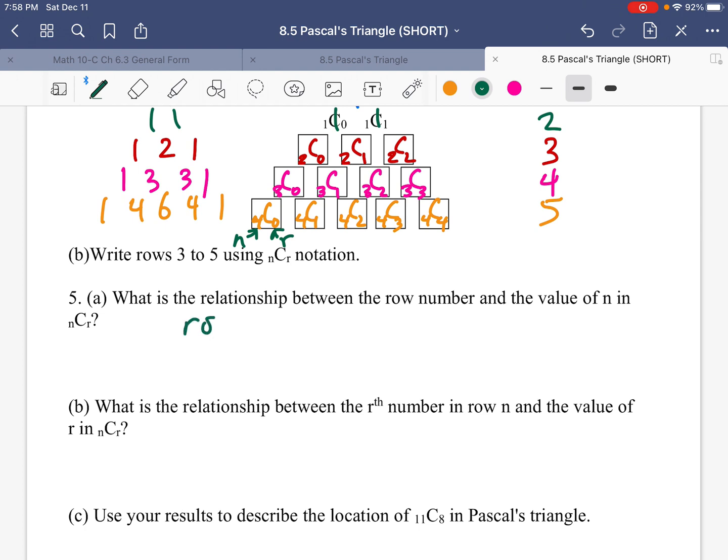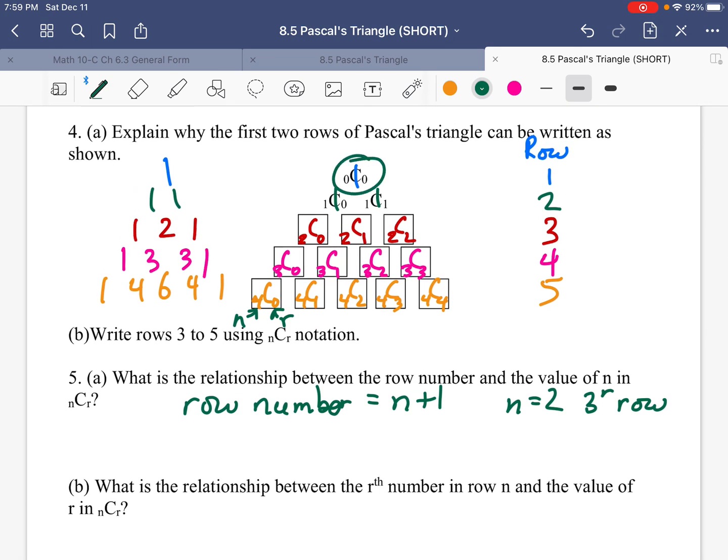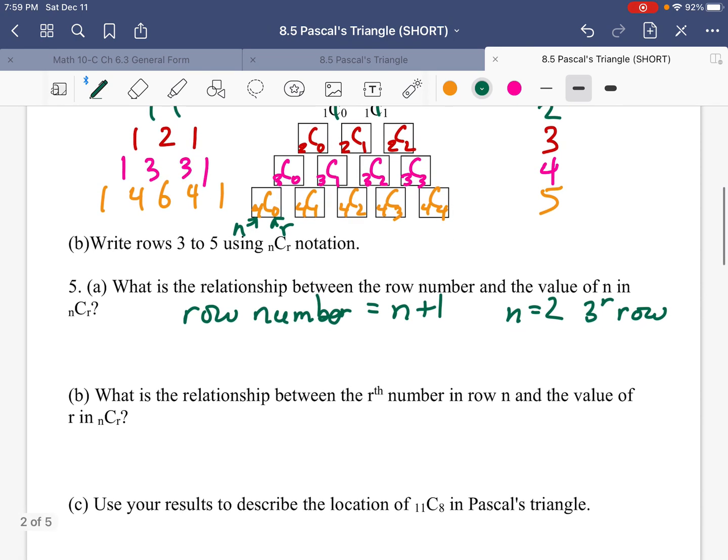Now, what's the relationship between the row number and the value of n in nCr? Well, row number equals n plus 1. That is, n equals 2, we're in the third row, because we started at 0, 0C0 up here. So we started at 0. Or some people go n equals row number minus 1. I don't like to think of it that way.